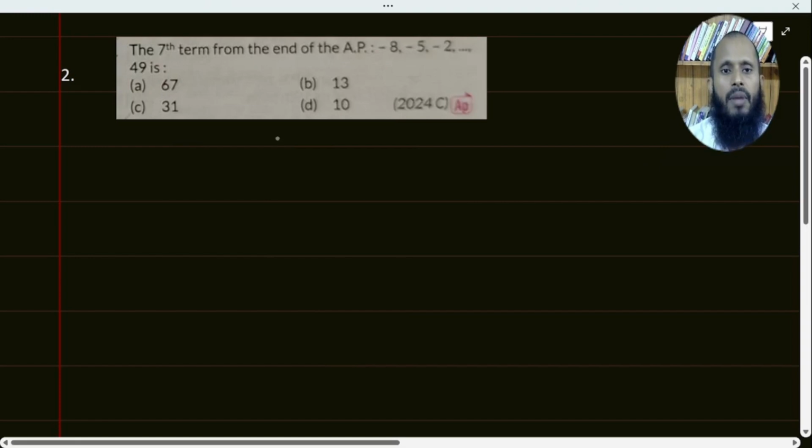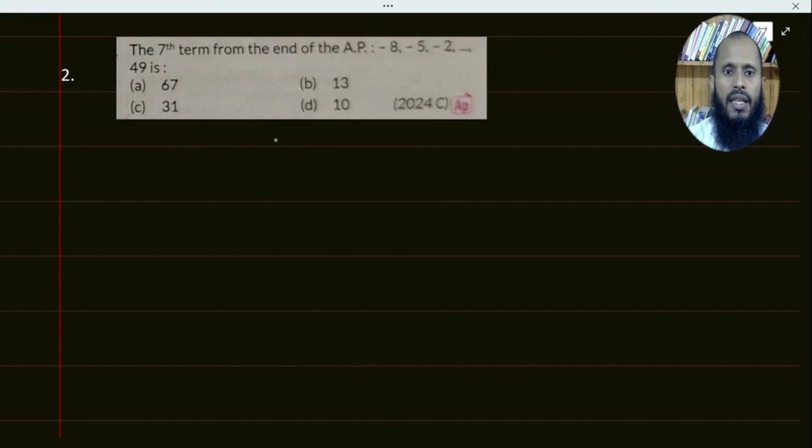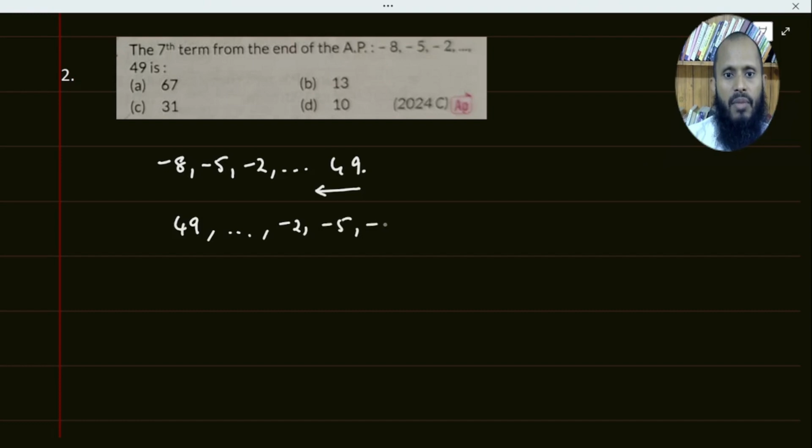The seventh term from the end of the AP, minus 8, minus 5, minus 2, etc. up to 49 is. Okay, so the AP which they have given is minus 8, minus 5, minus 2, etc. up to 49. Fine. Now they are asking us to find the seventh term from the end. Now one thing which you have to keep in mind is that whenever they give you an AP, if you reverse the order of the AP, for example, in this question itself, I am reversing the order, means I am writing the last term as the first term. Then I am putting some dots, and then I am writing minus 2, then minus 5, then minus 8.